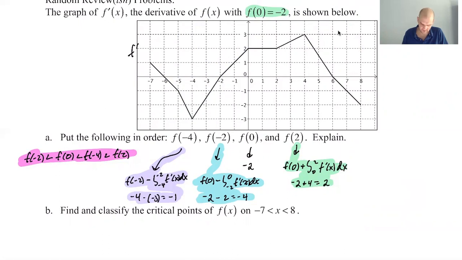Find and classify the critical points of f of x between -7 and 8. All right, critical points. Derivative is 0 or undefined in the domain of the function. Since the derivative exists everywhere, the function exists everywhere, so the domain is at least all reals between -7 and 8. So we have no places where the derivative doesn't exist.